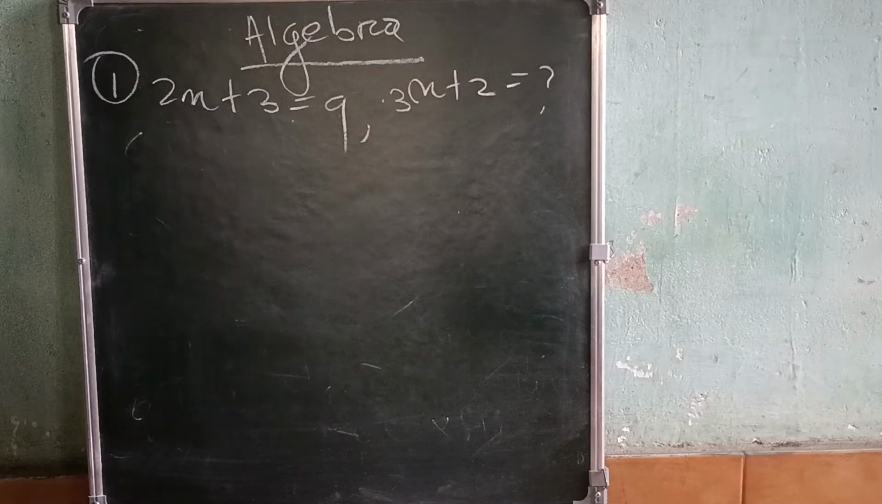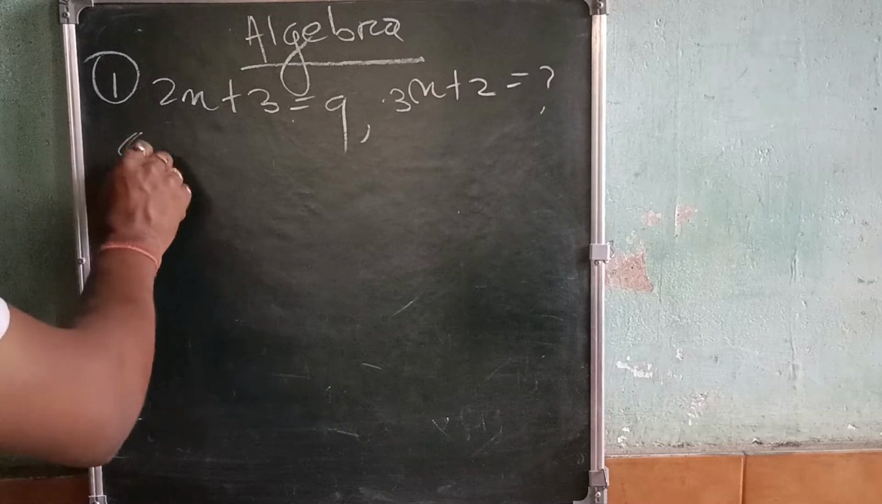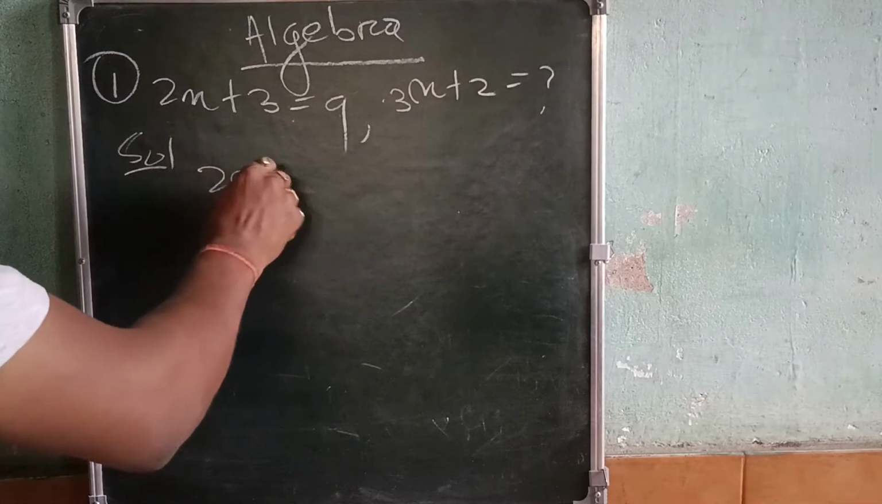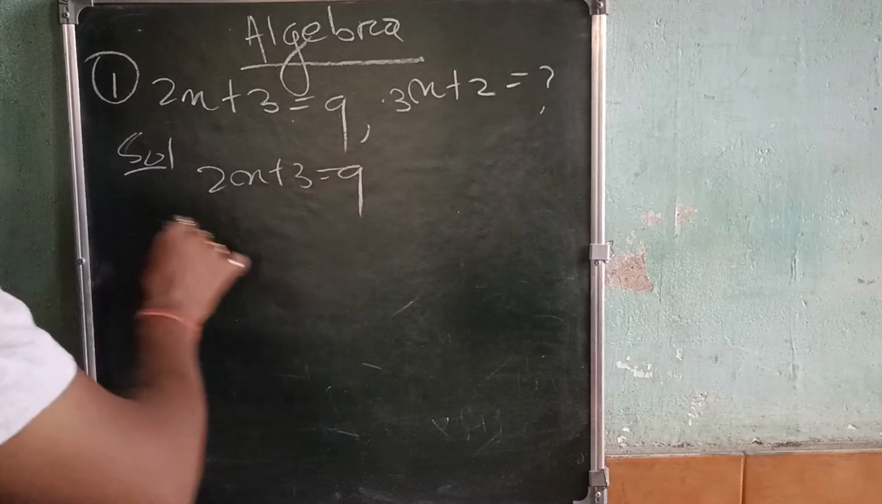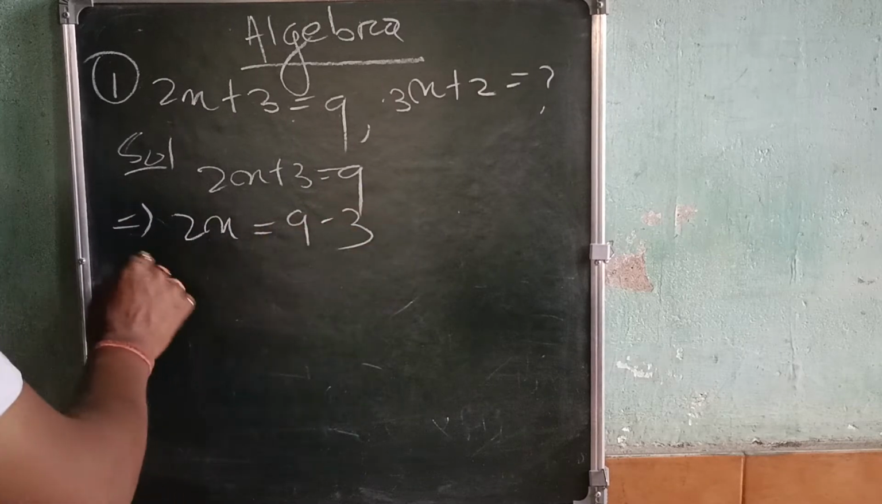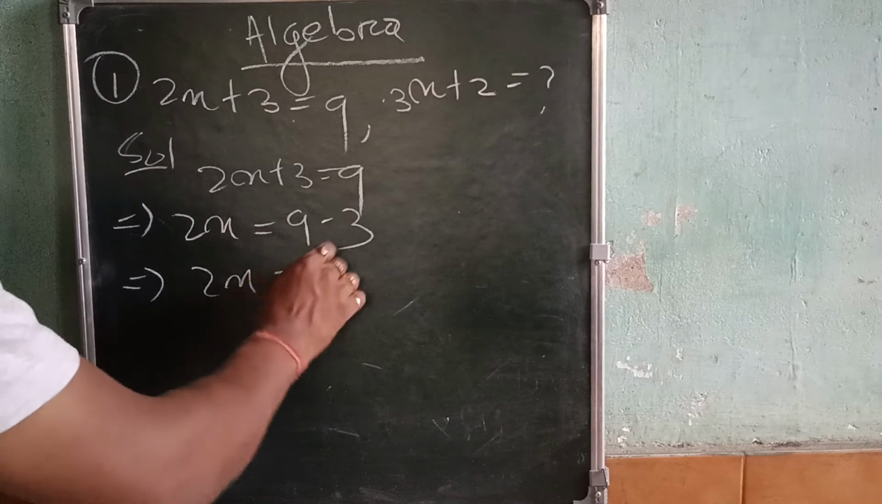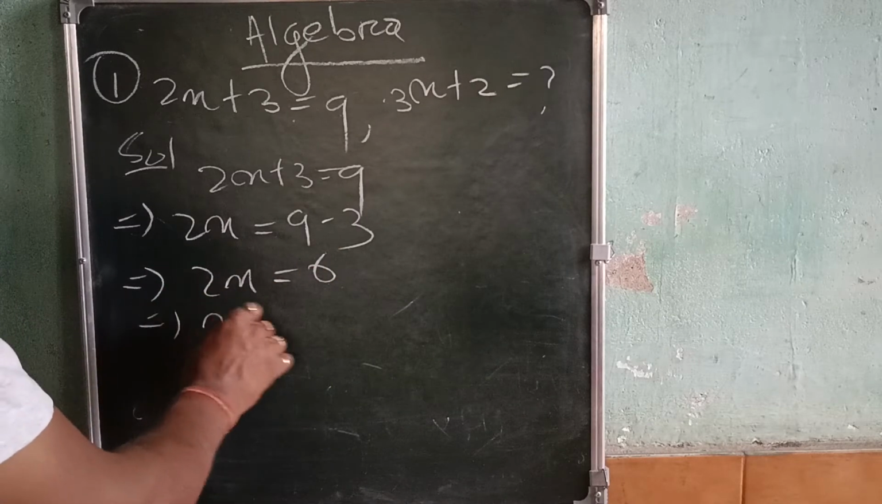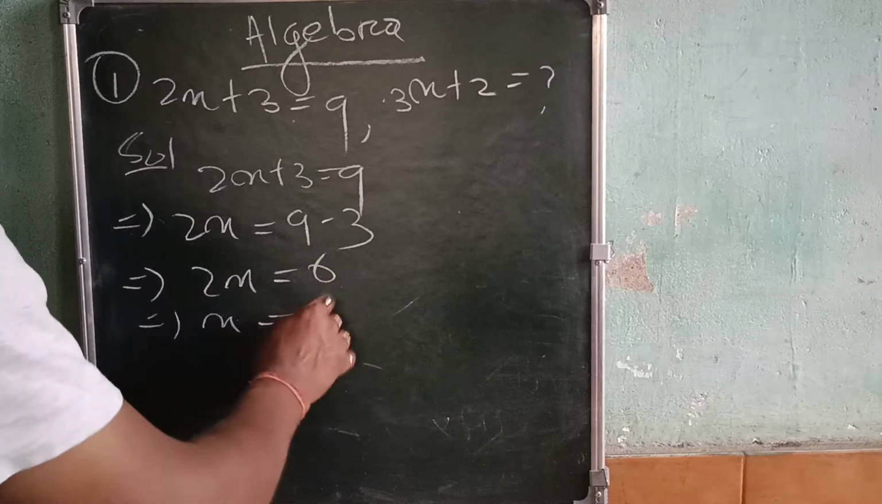So 2x plus 3 is given. Now, 2x plus 3 equals 9. When the side changes, this will be minus 3. So 2x is equal to 6. Now x is equal to 6 by 2, that means 3.